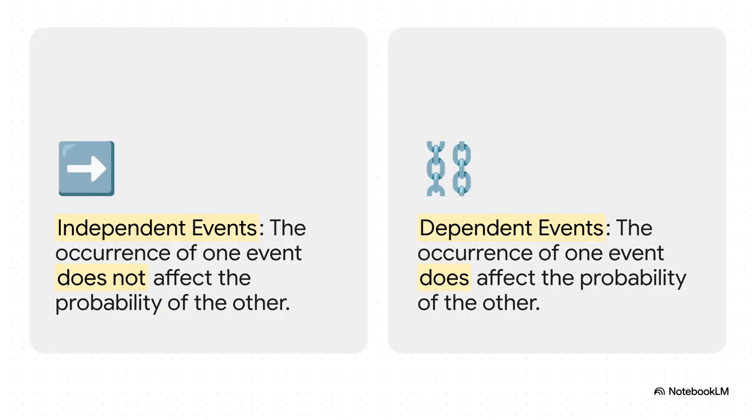And that whole idea of one event affecting another brings us to this really important concept, the difference between independent and dependent events. Independent is like flipping a coin twice. The first flip has no effect on the second. But dependent is like drawing two cards from a deck without putting the first one back. The first card you draw changes what's left in the deck, right?